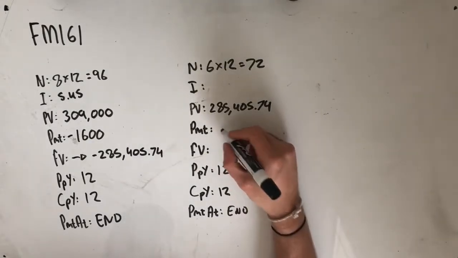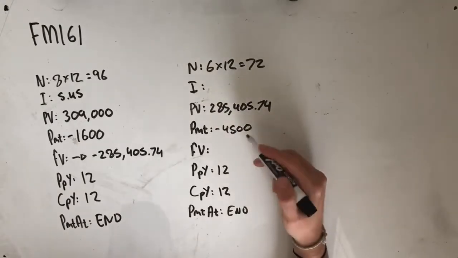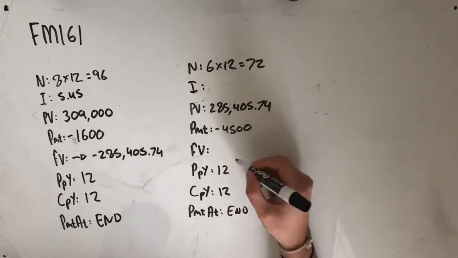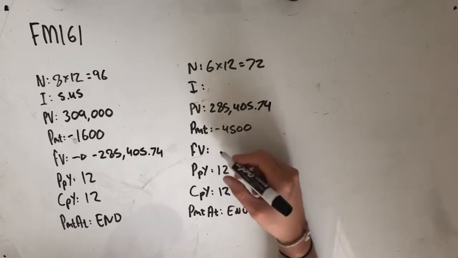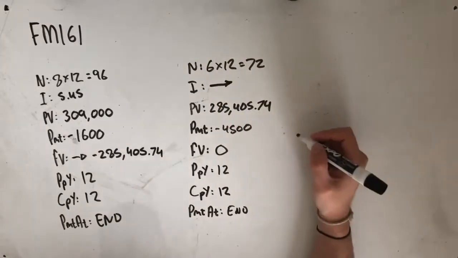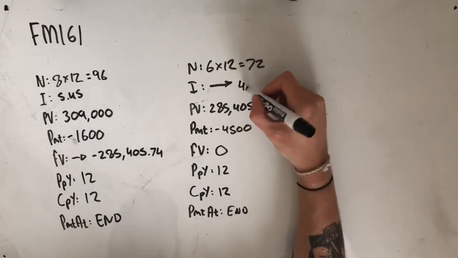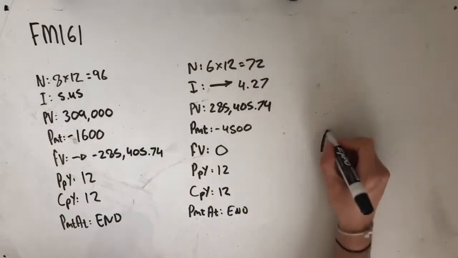We know that our payments are going to be $4,500, so a negative $4,500, and we know he's going to fully repay the loan after 6 more years, which means our future value at the end of 6 years should be 0. Calculating for the interest, we should get an answer of, once again rounding, 5.27, which lands us at option A.